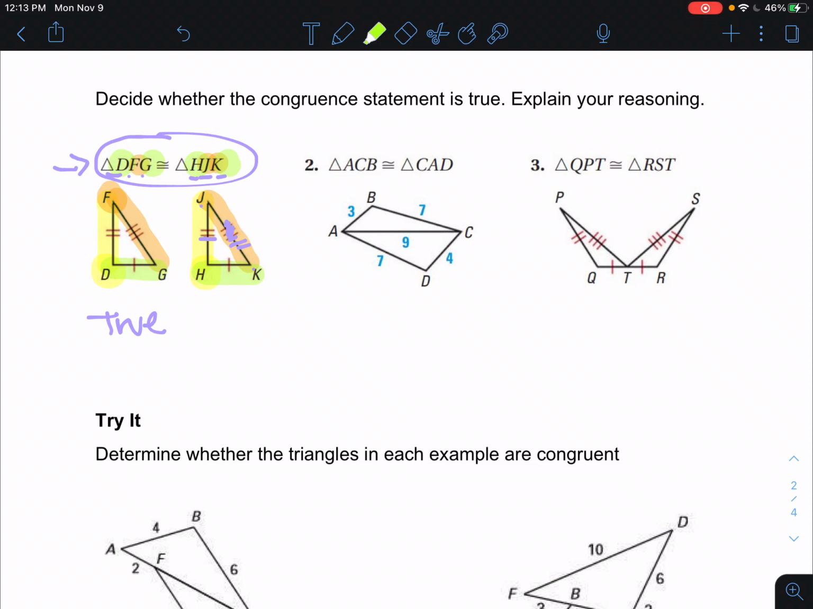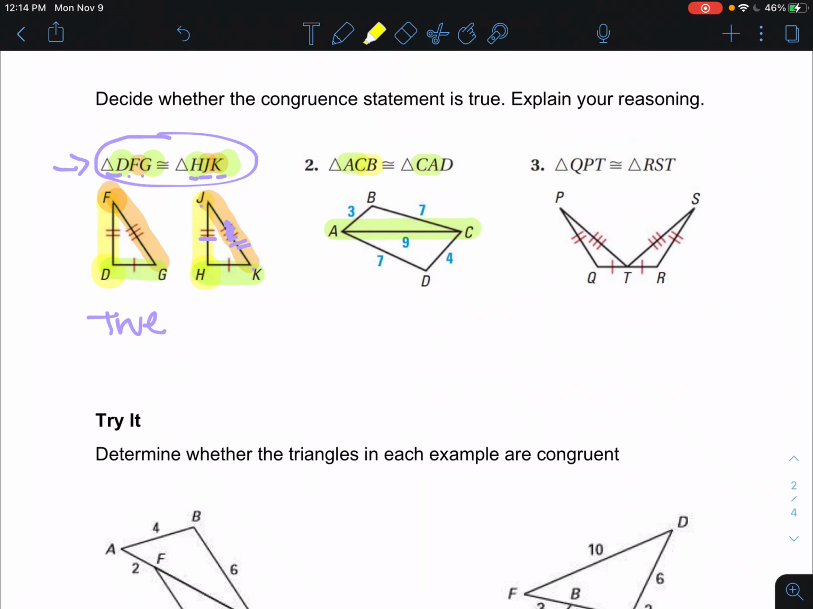All right, let's try it this time. We have triangle ACB is congruent to triangle CAD. Let's see if it checks out. Let's start with AC, AC, and CA. 9 equals 9, they're sharing a side. So far, we're good.